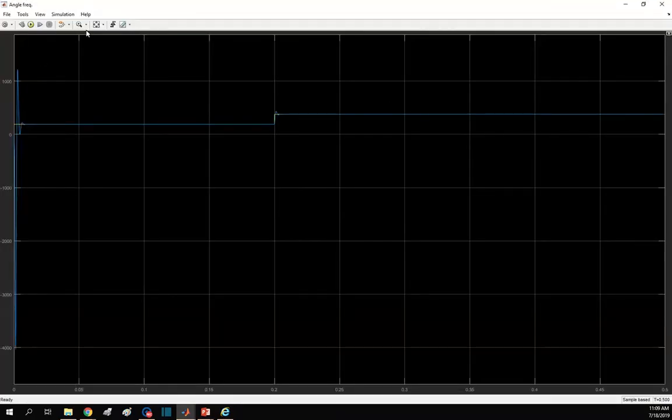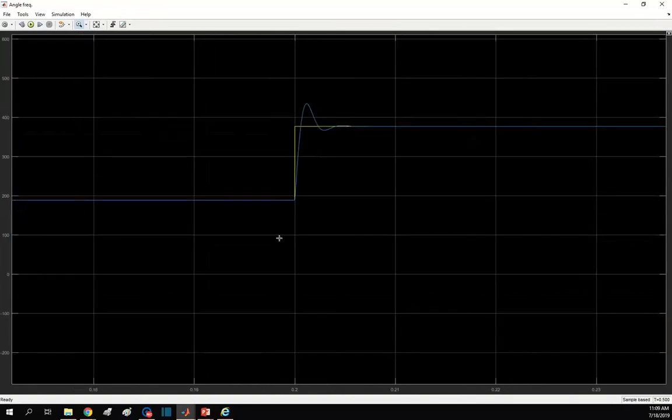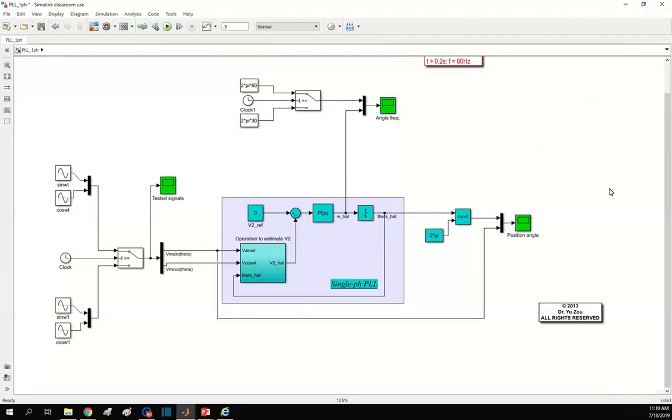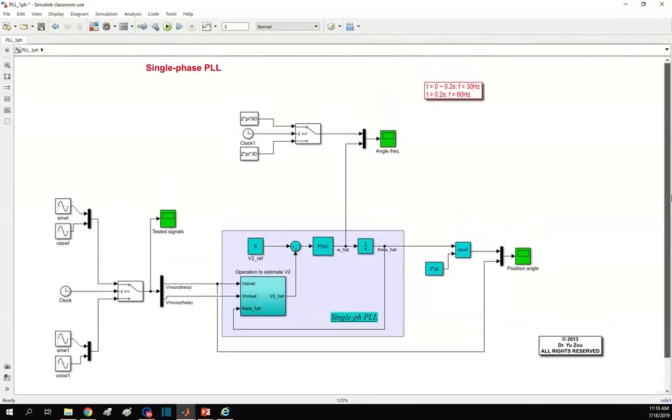Here, this yellow line, we might need to zoom in to see clearly. So the yellow line is the actual angular frequency, and the blue line is the estimated value, so they fit each other very well after some dynamics, of course, because of the control system nature. So this is the Simulink model and how we interpret the result.